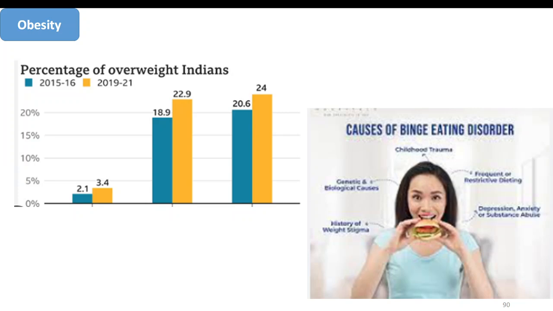Weight is considered a stigma in society. That's a socio-cultural challenge where we face body shaming, or people calling ugly names to those with more weight, which might force people into dieting, and hence again binge eating, as we discussed.